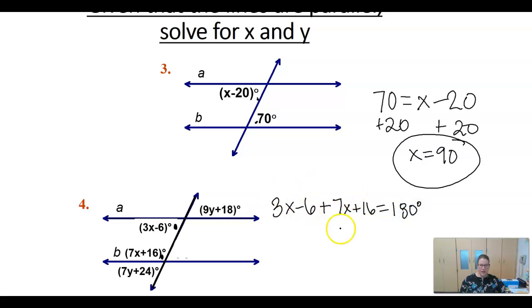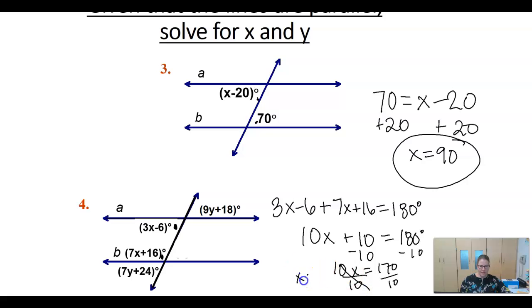So I'm going to simplify this side of the equation before I try to solve for x. So 3x plus 7x is 10x. Negative 6 plus 16 gives me plus 10, and then equals 180. So now I can find x by subtracting 10 from both sides. So 10x equals 170. Divide by 10, and x equals 17. Okay, so now I have x, now I can find y.